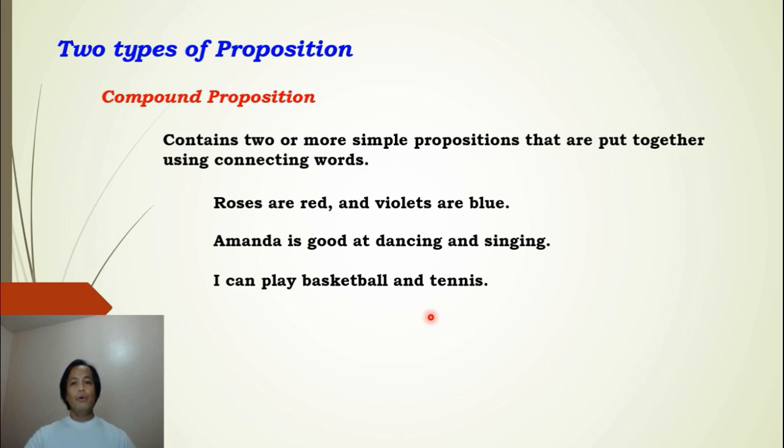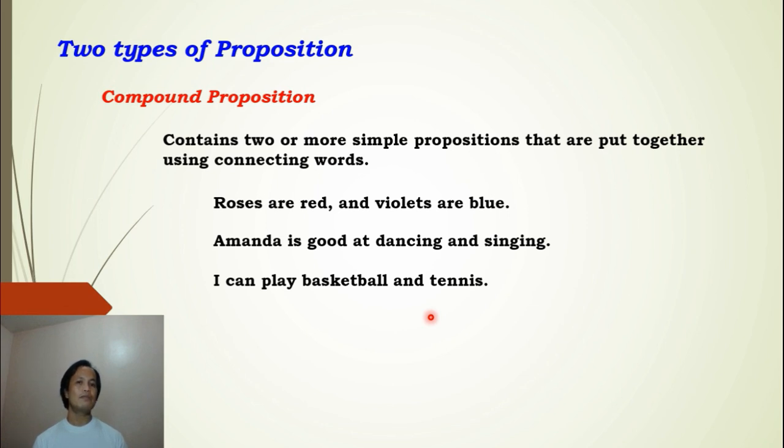So to review, we have just three main ideas here, which is about the definition of a proposition, which is a declarative statement that can be answered by true or false, and the different types of proposition, which is simple proposition and compound proposition. When I say simple proposition, these are propositions which only convey one thought or idea, whereas a compound proposition contains two or more simple propositions that are put together using connecting words.